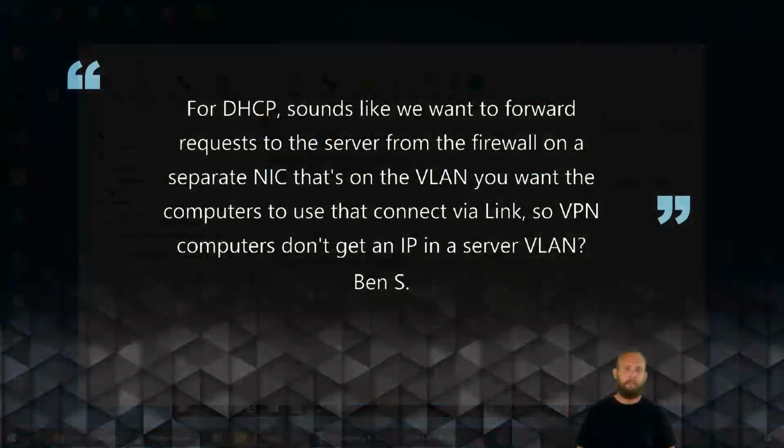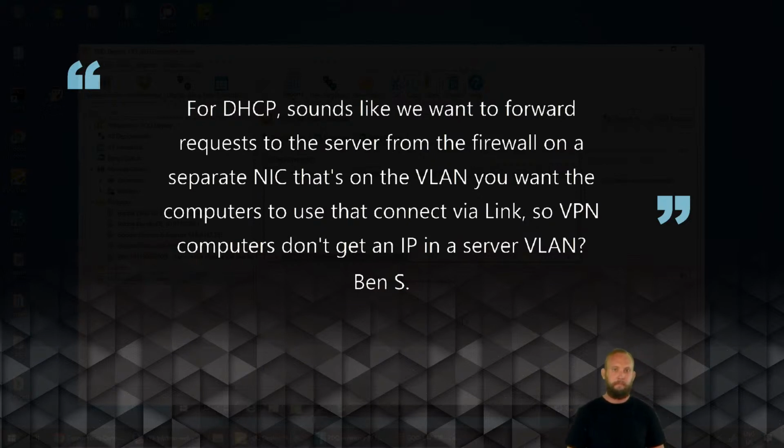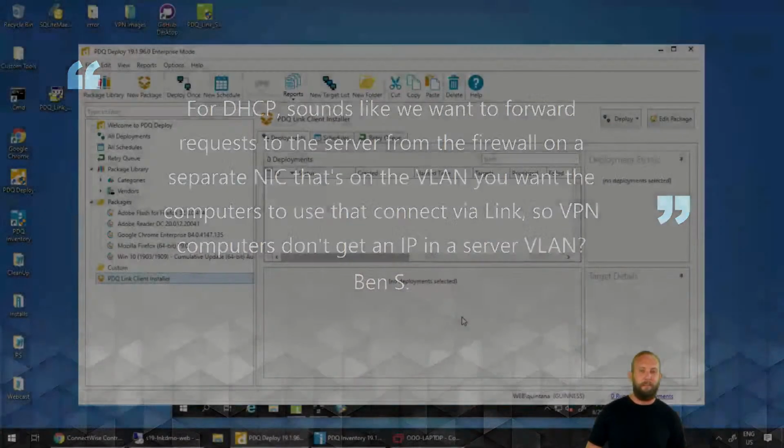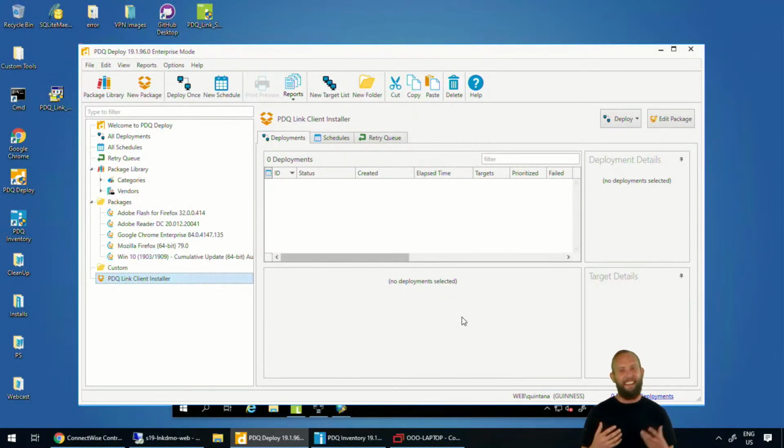Hey Josh, for DHCP, sounds like we want to forward requests to the server from the firewall on a separate NIC that's on the VLAN you want the computer to use that connect via Link. So VPN computers don't get an IP in a server VLAN. Ben S. Ben, I'm just going to say yes. That sounds good. Without seeing a network map, I'm having a hard time answering that question for you. Sorry.